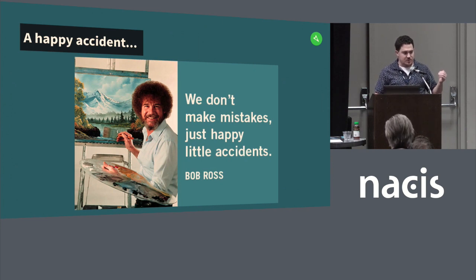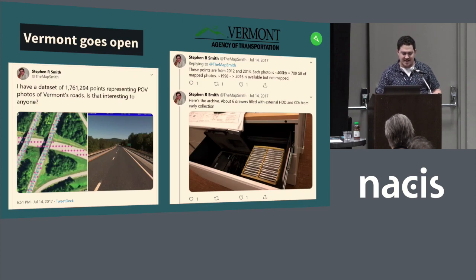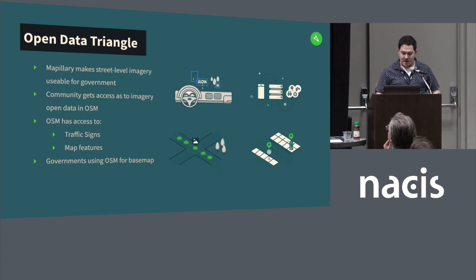So something sort of happened naturally at Mapillary. We're constantly engaging with governments and agencies around the world to try and see how we can help them bring their data online. And Stephen at the Vermont Agency of Transportation posted on Twitter one day that he had just catalogs and catalogs of street-level imagery captured on Vermont's roads and didn't have the individual time or resources to go through and map all of those data. And this is where Mapillary starts to come into play.